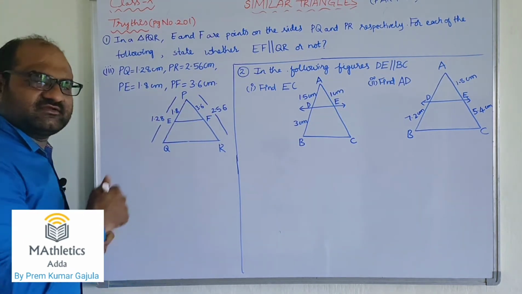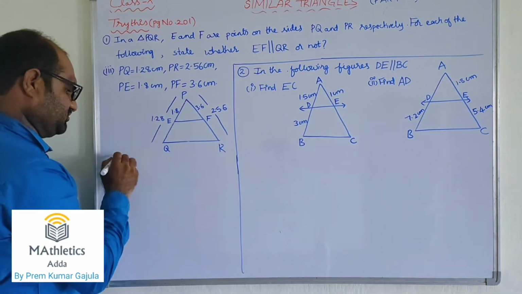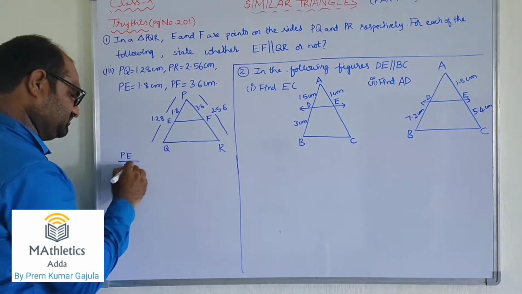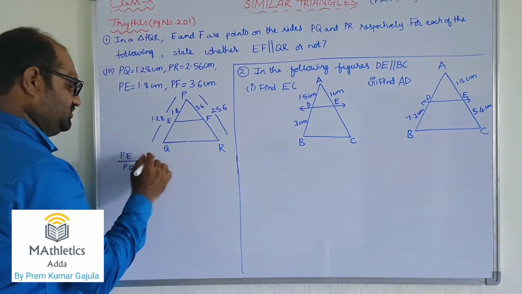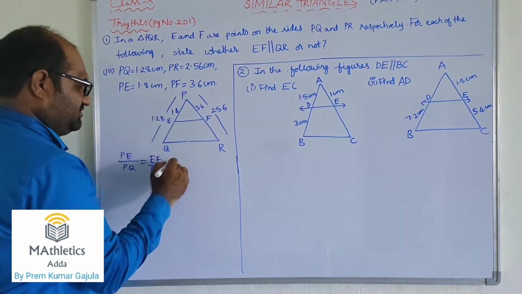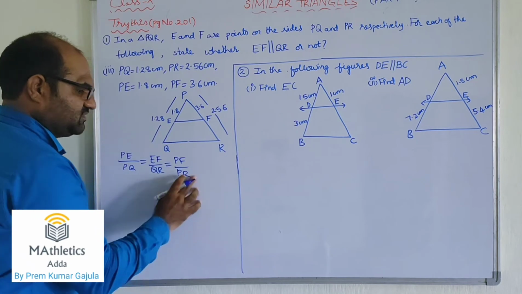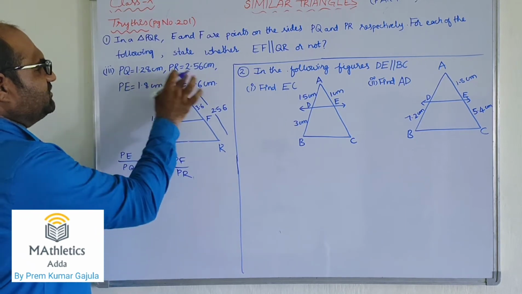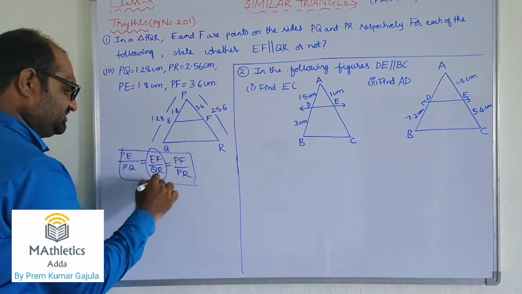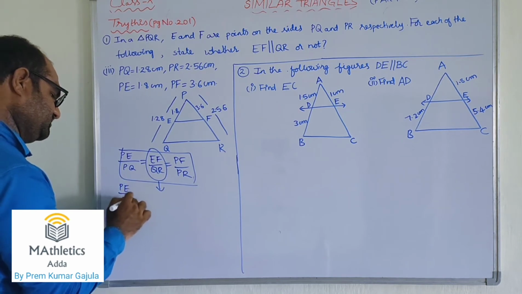So when they are similar, what can we write? Corresponding sides' ratios must be equal. So we can write that PE by its corresponding big side, that is PQ, is equal to EF by QR. We can write that is equal to PF by this total thing, that is PR. We can write. Okay. But here what do we have to apply? We have only these four values. That means we have to apply only this. This we should ignore. Okay, now let us apply this.